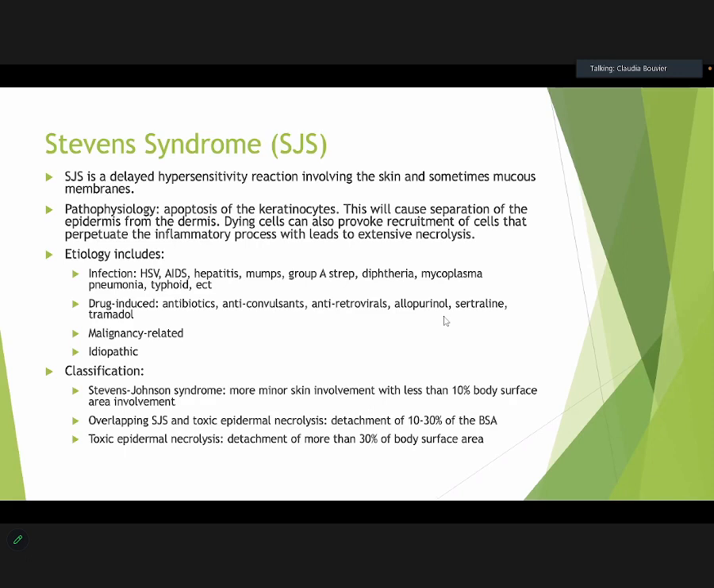Stevens-Johnson has a scale or classification system. Stevens-Johnson syndrome is going to be less than 10% body surface area involvement. So if you see it on just an extremity, or on the chest. Once it gets to 10 to 30% of the body surface area, it's indistinguishable between Stevens-Johnson syndrome and toxic epidermal necrolysis. Once there's 30% or more body surface involvement, you have toxic epidermal necrolysis.